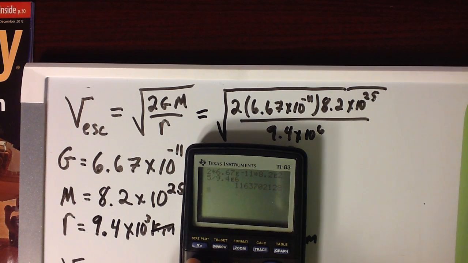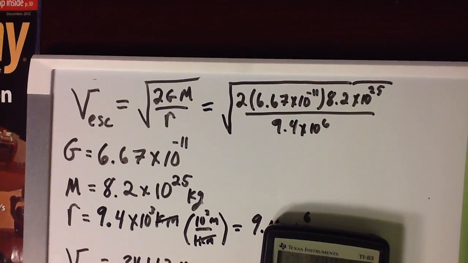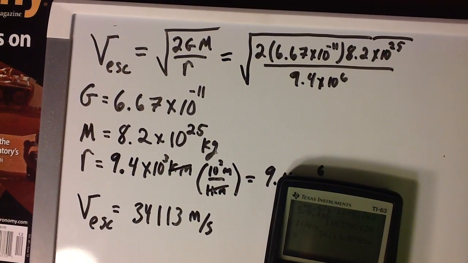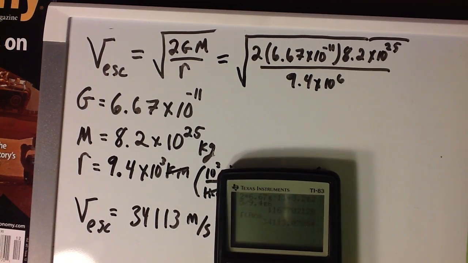So what do we have to do here? I already have a square root button on this calculator, so I'm going to take the square root of the answer, and there is our escape velocity. So it's 34,113, and of course that would be meters per second. All right, and I think I wrote it down here. I did this problem a little earlier. So there, of course, is the escape velocity.